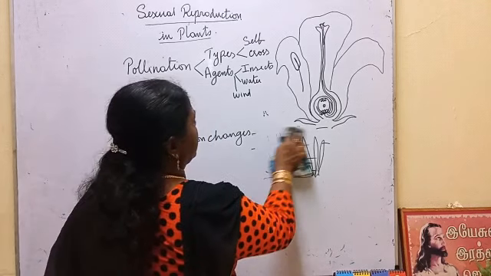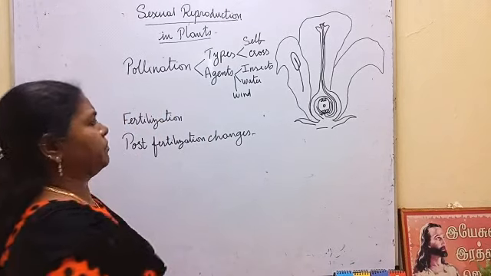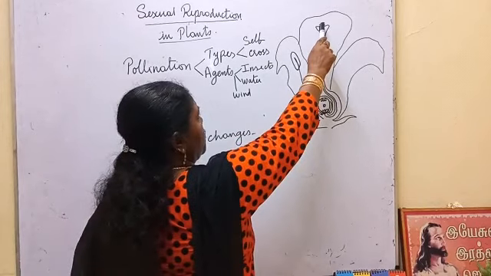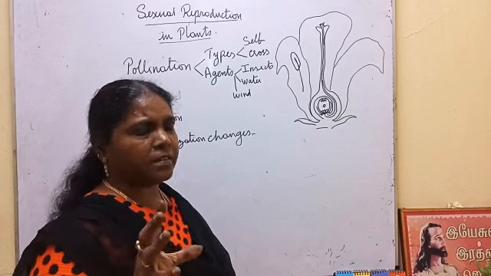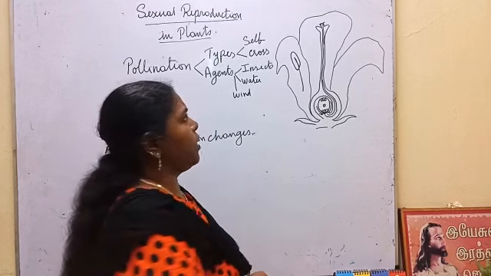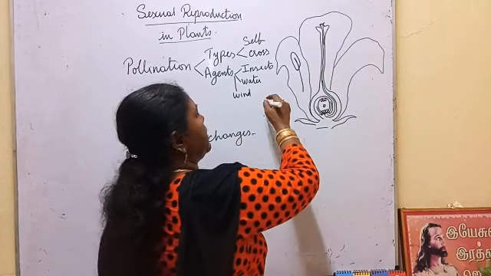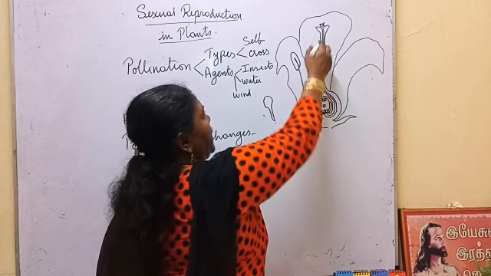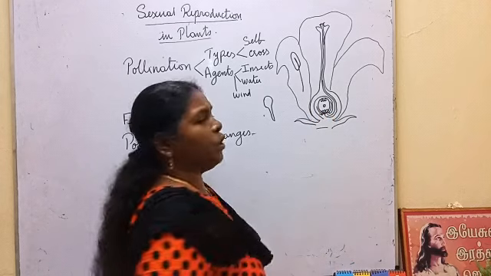The next event in sexual reproduction is fertilization. When the pollen grain reaches the stigma, the pollen grain germinates. The stigma produces a sweet substance which contains glucose. With the help of that, the pollen grain starts germinating and forms the pollen tube. The pollen tube penetrates into the style and reaches the ovule.